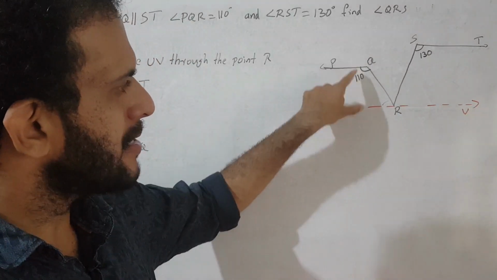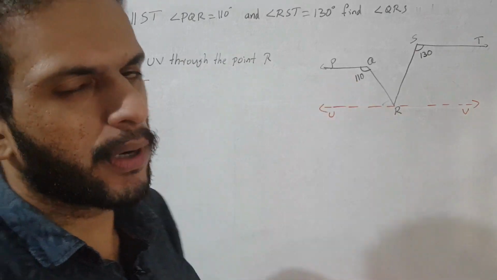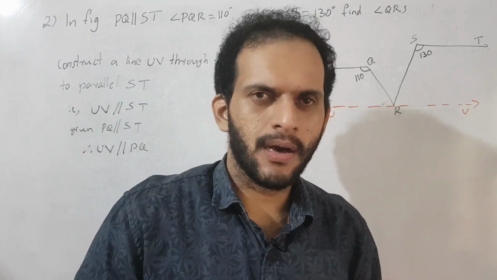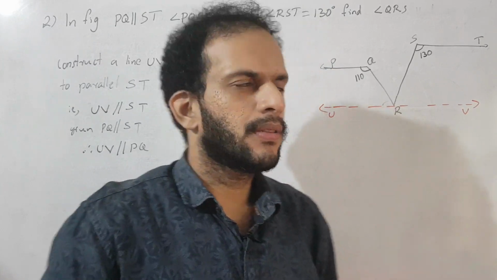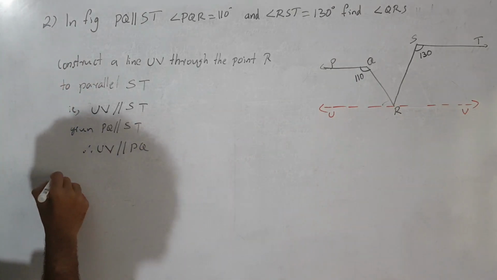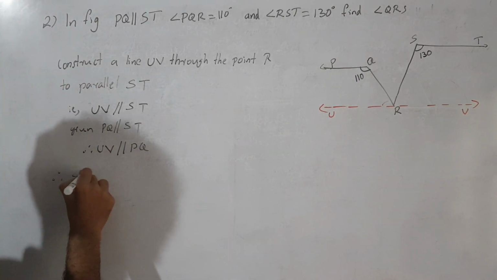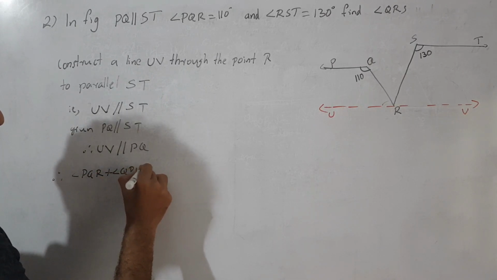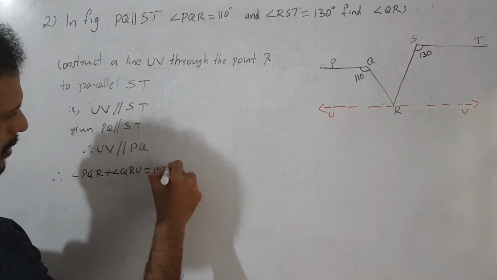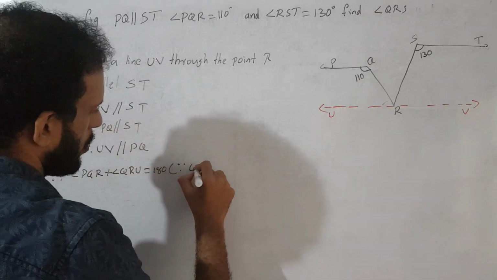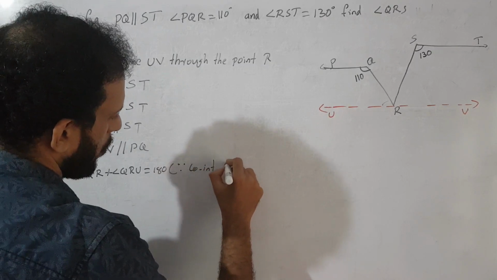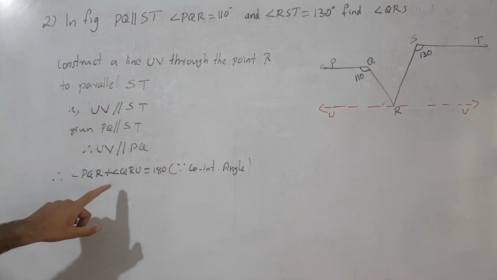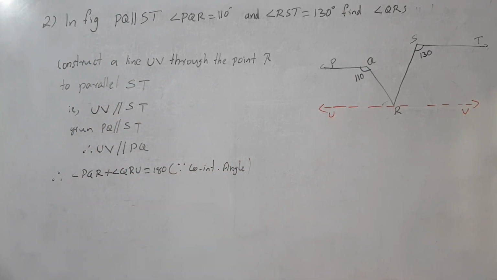Co-interior angles. Then the lines are parallel, so it satisfies the property of co-interior angles. What is the property of co-interior angles? The co-interior angles are supplementary. Therefore, angle PQR plus angle QRU is equal to 180. What is the reason? Since co-interior angles are supplementary, angle PQR plus angle QRU is equal to 180.